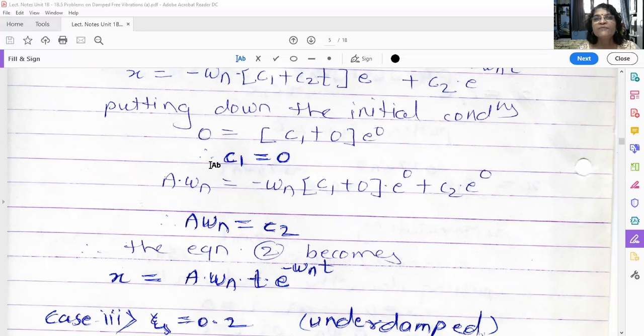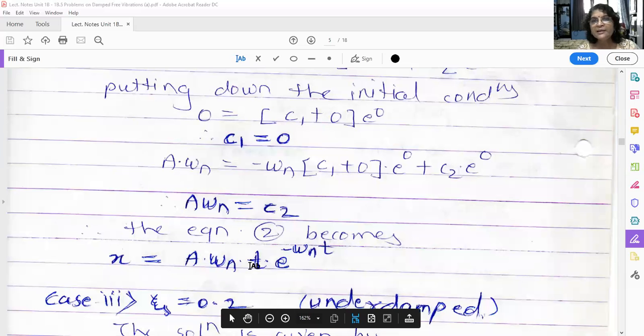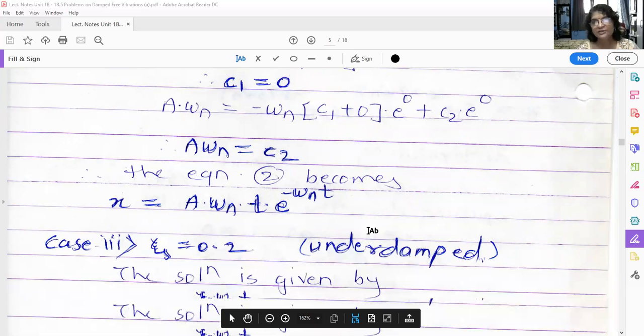Okay. So after getting the values of C1 and C2, just put the values of C1 and C2 into this equation. This will be your final solution. So x is equal to, C1 is 0 only. What is C2? A omega n. So x is equal to A omega n t into e raised to minus omega n t. This is your equation.